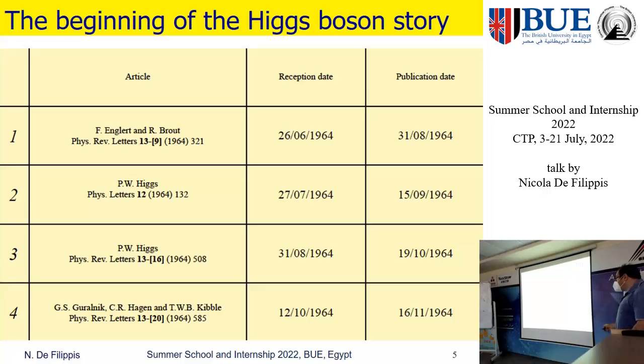And there was also this group, Guralnik, Hagen, and Kibble, that was working in parallel and independently with respect to Higgs, Brout, and Englert, and they were also claiming the discovery, to get the Nobel Prize. Unfortunately, they didn't get the Nobel Prize.